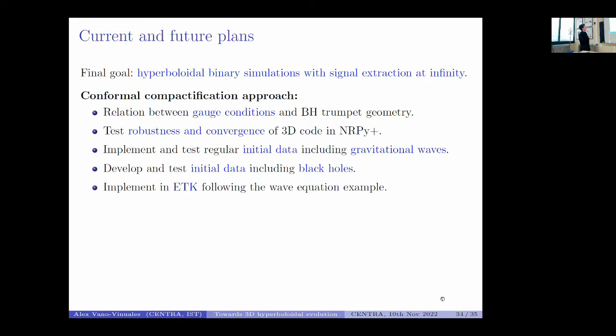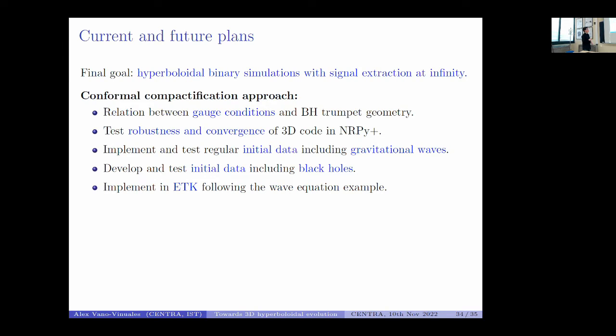So in terms of the conformal compactification approach I spoke about, which is my main project, there are some bits still to be understood in spherical symmetry about the relation between those gauge conditions and the black hole trumpet geometry. And I'm currently doing all these robustness and convergence tests in 3D in NLP. This is just Minkowski so far, but I need to also include gravitational waves. In 3D, you can have gravitational waves propagating, and for that, I'll also need to get initial data that has that type of content, so the constraints satisfying that type of initial data.